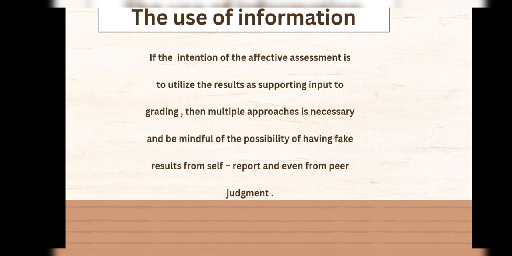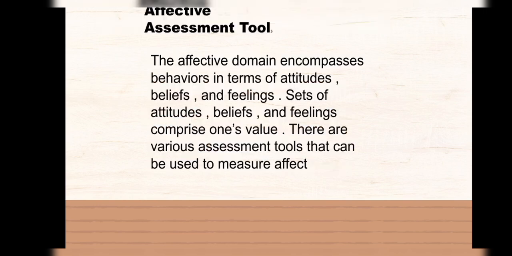The use of information. If the intention of the affective assessment is to utilize the result as a supporting input to grading, the multiple approach is necessary, and be mindful of the possibility of having a fake result from self-report and even from peer judgment. When using an affective assessment result for grading, combine methods like observation, self-report, and peer ratings to ensure accuracy and reliability. Be cautious of bias or fake responses in self-report and peer ratings. The choice of method should depend on the context, purpose, and the level of participation.